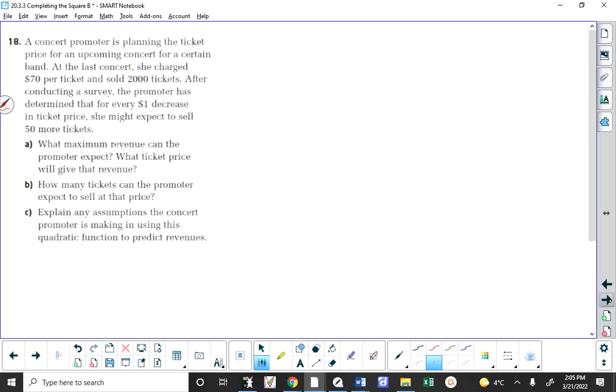Go ahead. 18. So this one. A concert promoter is planning the ticket price for an upcoming concert. At the last concert, what was charged was $70 per ticket, and there were 2,000 tickets sold. I'm going to tell you right now that the written response on Wednesday, worth 25% of your exam, will be a word problem that's a max-min problem. And I will also tell you right now it will be a choice.